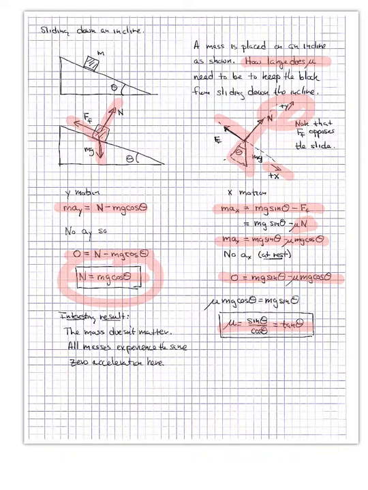In this case, it would be static coefficient because it's not moving. It's just the tangent of the angle. So this is actually a really interesting result. The mass drops out. The mass doesn't matter. So no matter what mass you have, it will still sit there as long as the coefficient of friction is large enough. And all masses experience the same 0 acceleration in this problem.